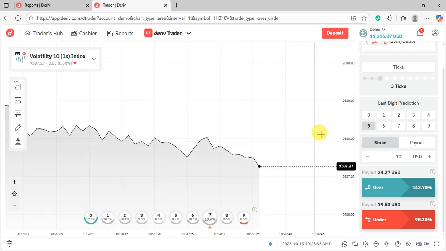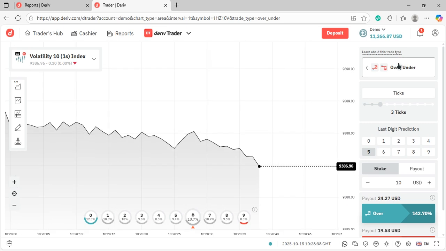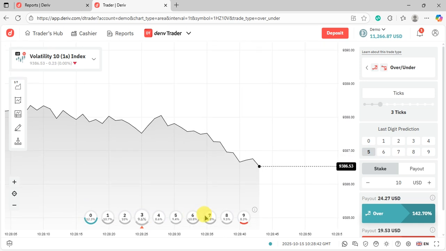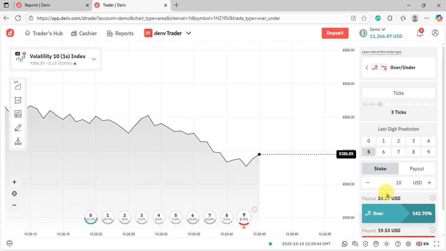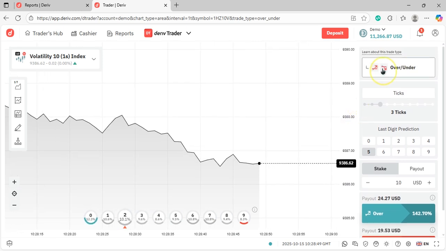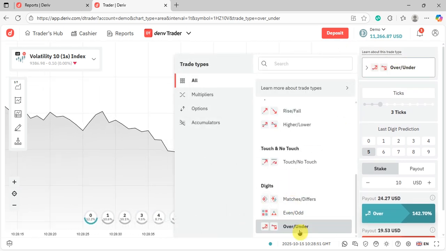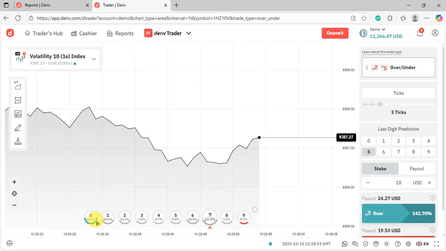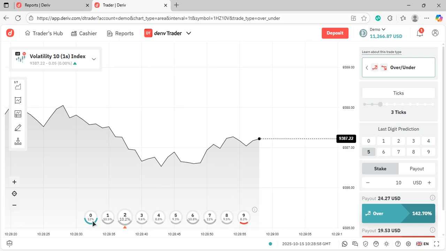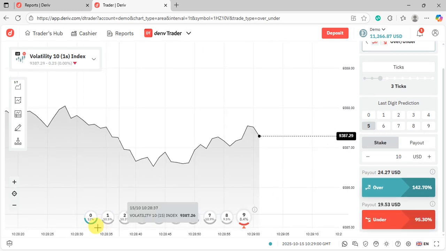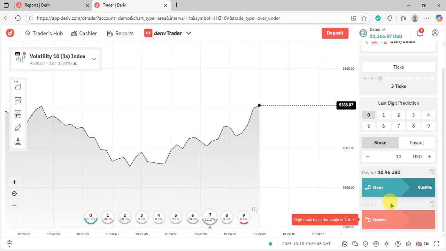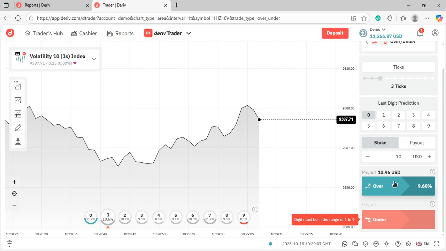So what you need to be trading is over and under, and you will be using this information here to make your judgment on the market entry that you will be making. So just choose on the digits here, you choose over and under, and then we have a digit that has the highest percentage, so that is the digit that you will be choosing. So this is 0, and then you will be choosing over only if you choose 0.